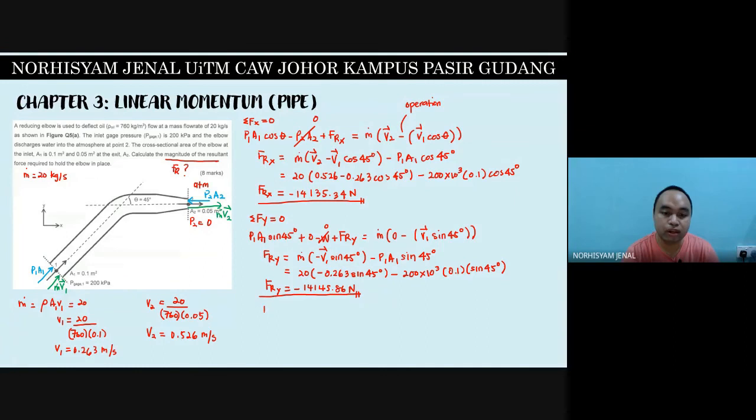Okay. So the answer for FRY is negative 14,145.86 newton. Okay, so FR should be equal to the square root of FRX square plus FRY square. If I do the calculation, it will be equal to 19,997.83 newton. Okay, for FR, that will be the resultant force. So that will be covering our question in terms of linear momentum in pipe.